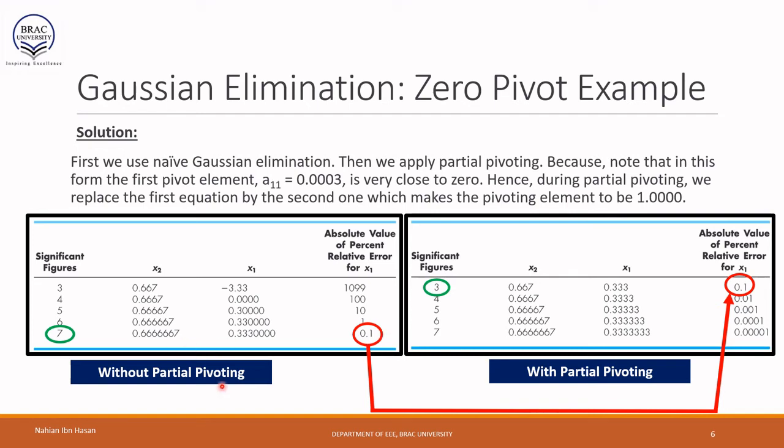That means in this case, without partial pivoting we get the result using 7 significant digits, but with partial pivoting we get the same result with just 3 significant digits. So the burden is reduced by a drastic amount. In the first case we would have to use 7 significant digits in all of the steps, but in the second case we have to consider only 3 significant digits.